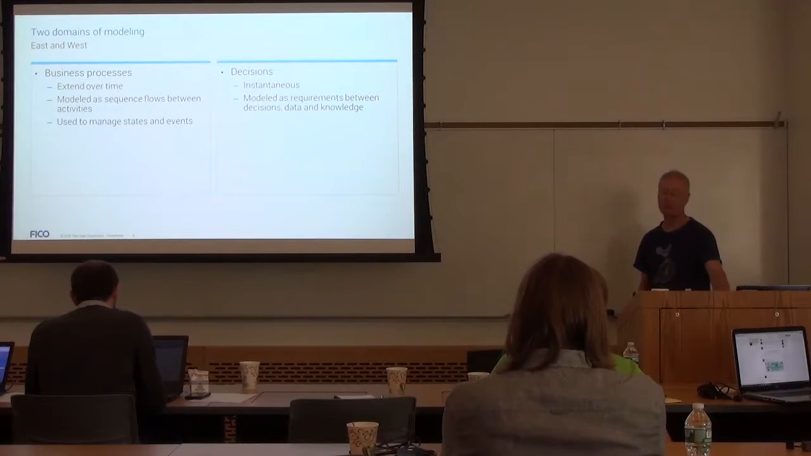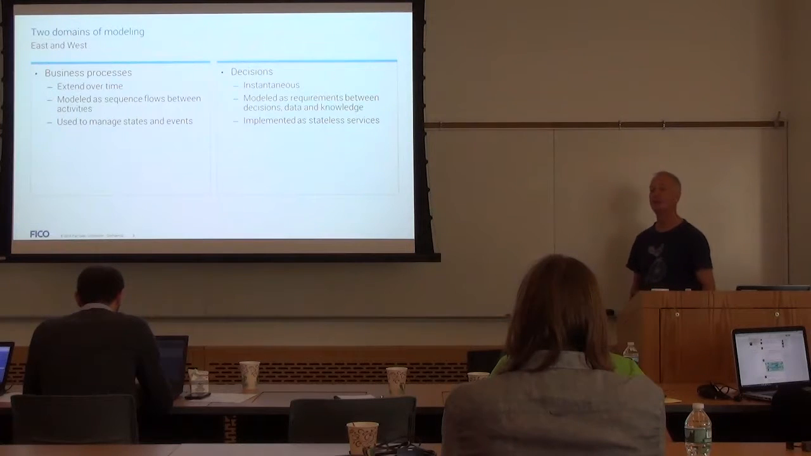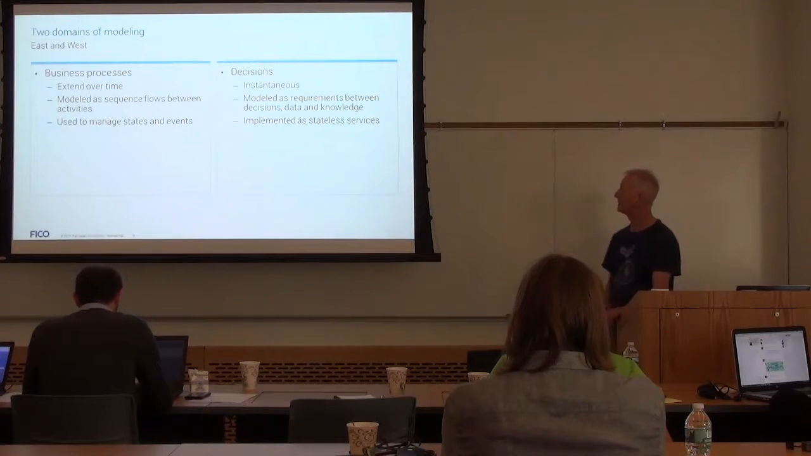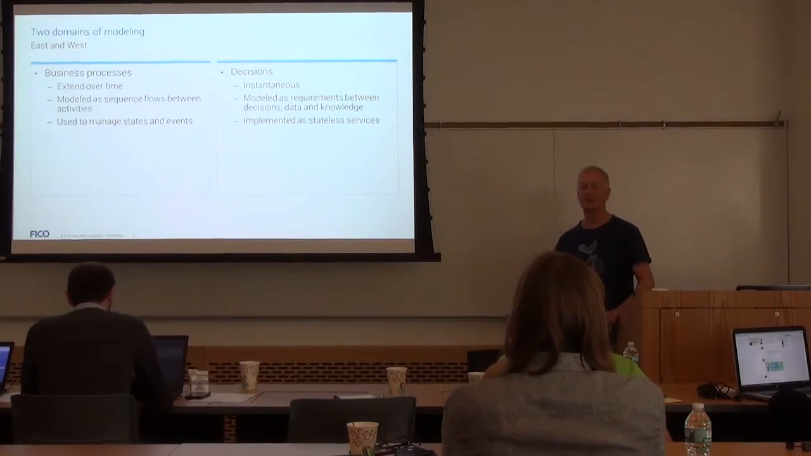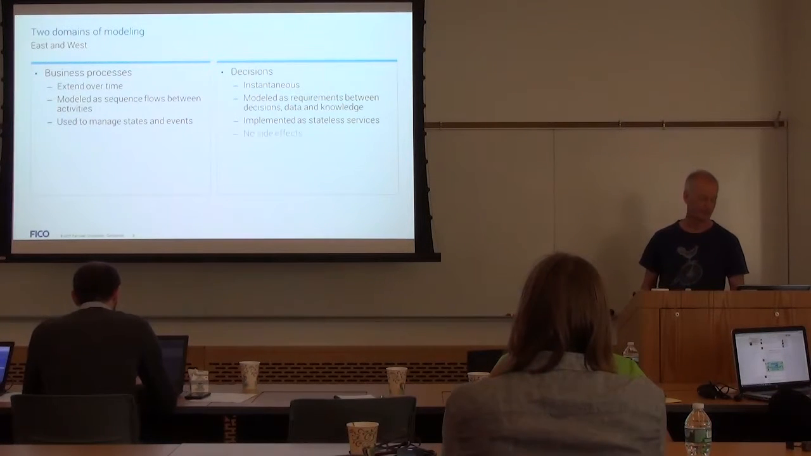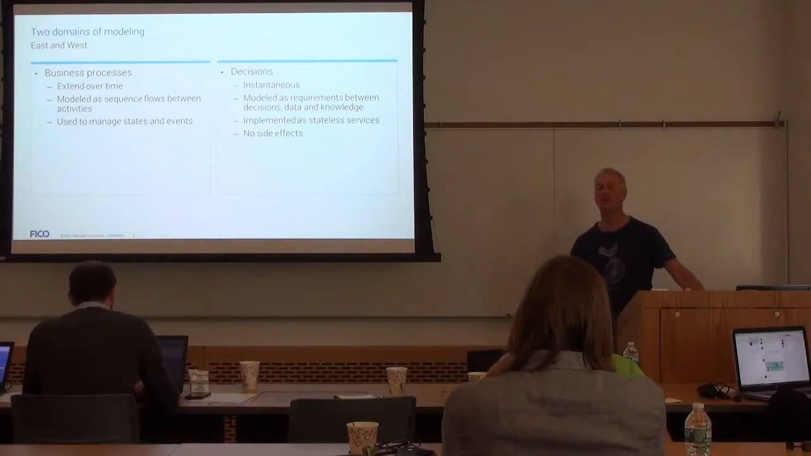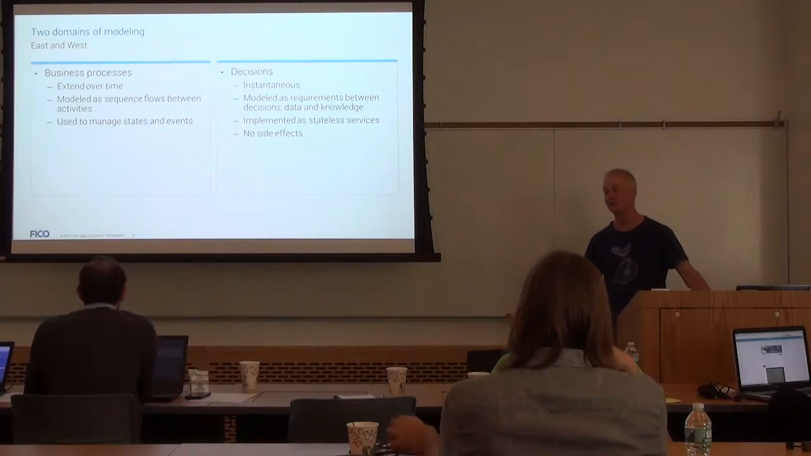Business processes are used to manage states and events which are significant to the business. Whereas decisions, at least as we tend to do them nowadays, are implemented as stateless services. So within the domain being modelled by our DMN, there really is no such thing as a state, except the current state. Decisions in DMN have no side effects, at least ideally. The idea is you present your service with a set of data, you get a set of results back, and that's it.